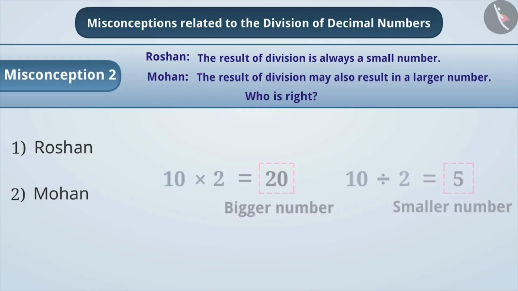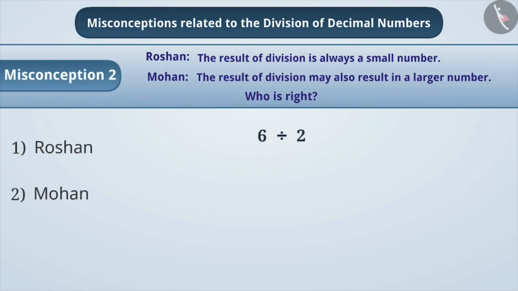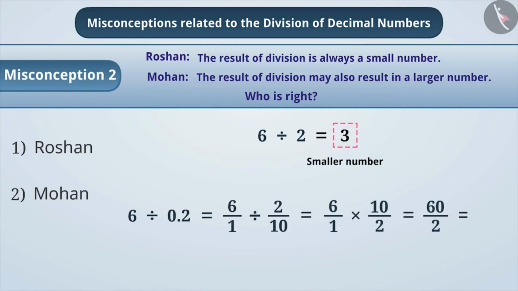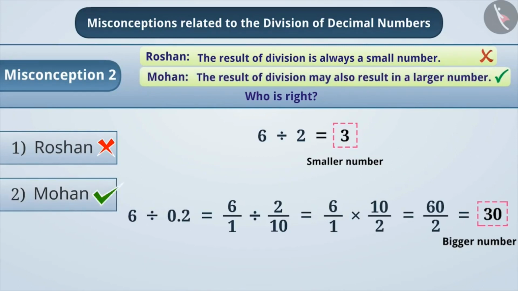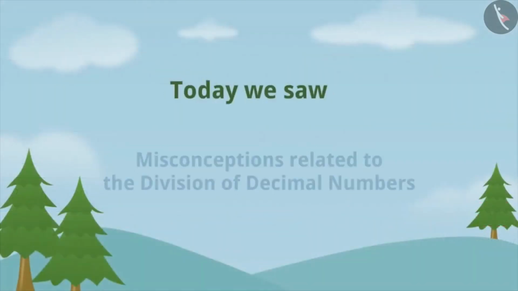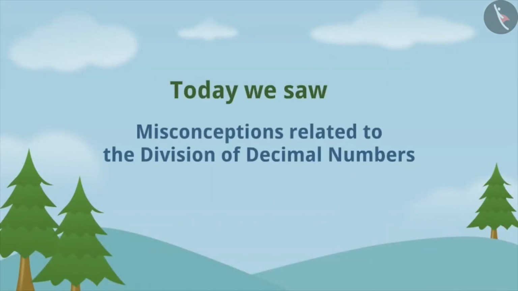Let's resolve this misconception. If we divide 6 by 2, we get the result 3. But if we divide 6 by 0.2, we get the result 30. So, we can say that the result of division cannot always be a small number. This means Roshan's thinking is wrong. So, option 1 is the wrong answer. Since Mohan understood correctly that the result of division can also be a large number, Mohan's understanding is correct. Hence, option 2 is correct. So today, we looked at some misconceptions related to the division of decimal numbers.